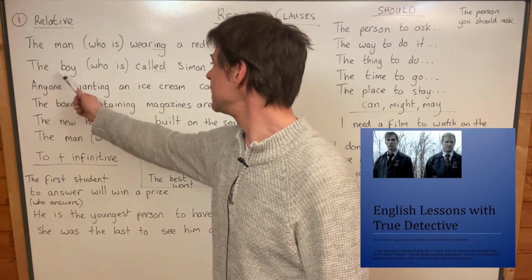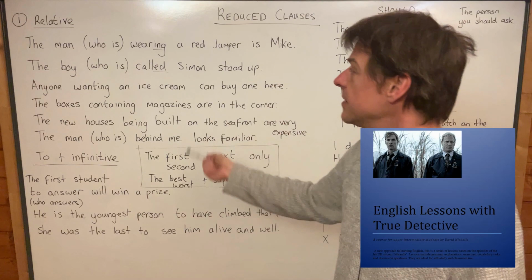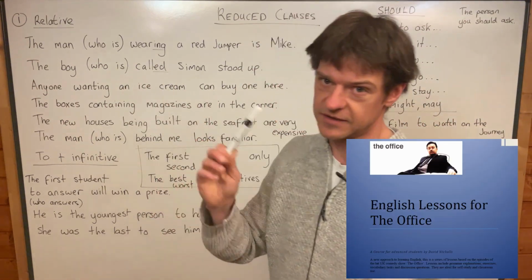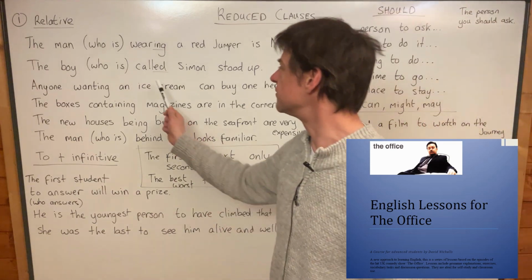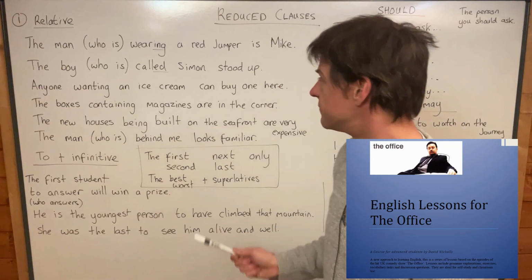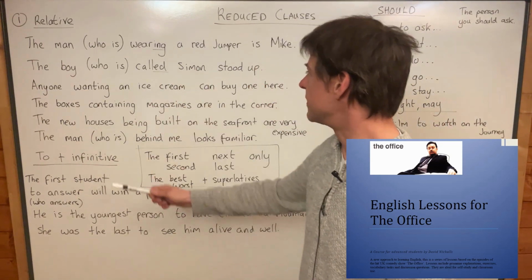Now another way we can do it is with a past participle. The boy who is called Simon stood up. The boy called Simon stood up. We have already seen this called Simon a few times on this course, and you can see that this called might be a finite verb or it might be a non-finite verb, and it's important. What is it exactly? Here it's a finite verb.